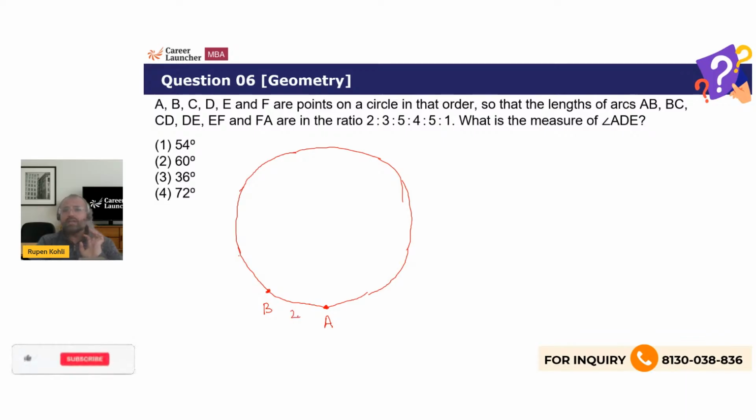Right, this is 2 parts out of 10 parts, out of 20 parts. So 1/10, so 36 degrees. Then this is 3 parts, BC. Let's make one thing: 20 parts of the circle is 360 by 20, which is 18 degrees. So 18 times 3, this will be 54 degrees.